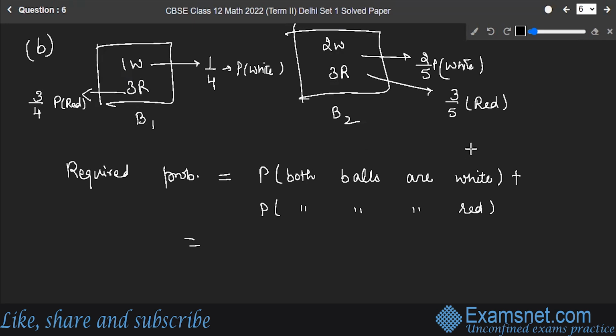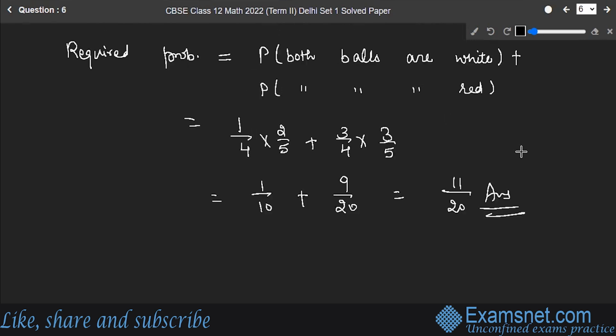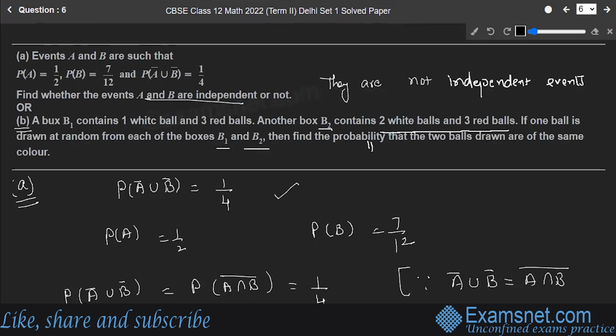Okay. Now, probability both the balls are the same color. So, this is equal to 1 by 4 into 2 by 5 plus 3 by 4 into 3 by 5. Hope you understood that, right? So, that's equal to 1 by 10 plus 9 by 20, right? So that's equal to 2 plus 9, that's 11 upon 20. So this is the answer to the question, 11 upon 20. That's it. Hope you understood that. Next is question number 7.